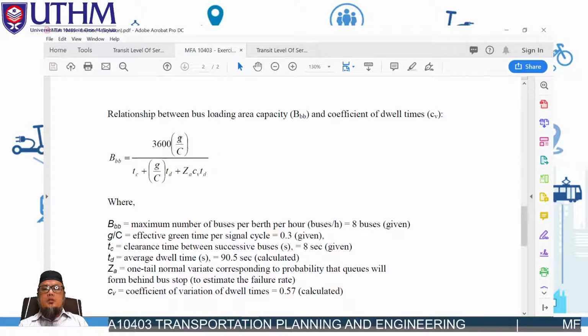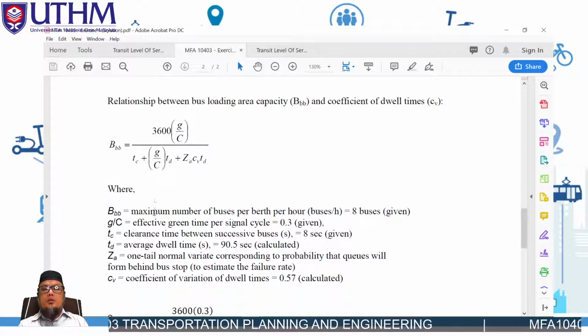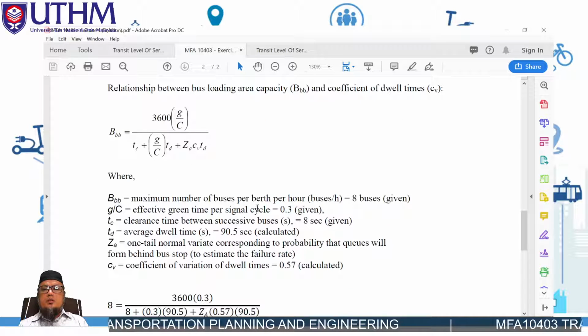So G over C is the ratio, green time. Here is the additional explanation for each variable. KTC is clearance time between successive buses. KTD is average dwell time. Z is the normal one-day normal variate corresponding to the probability of queues behind the bus stop, estimated from failure rates. So now we have to determine this one, the failure rate.